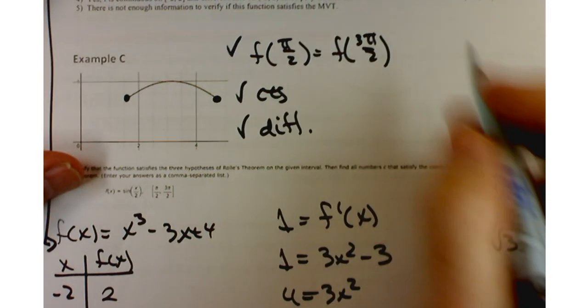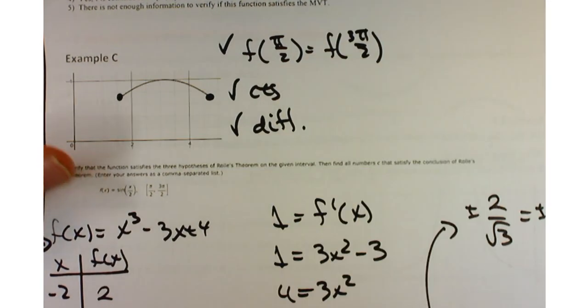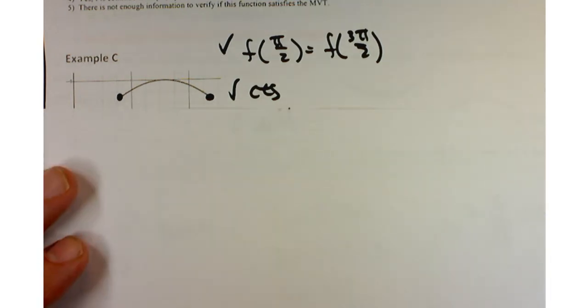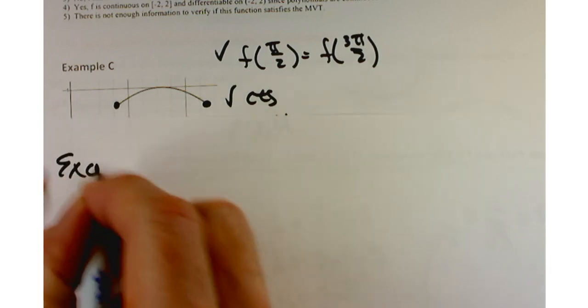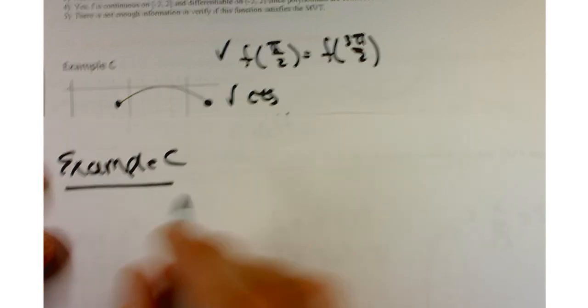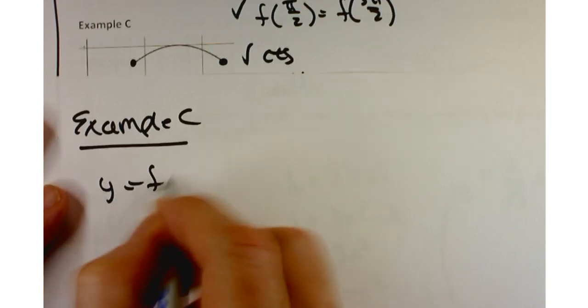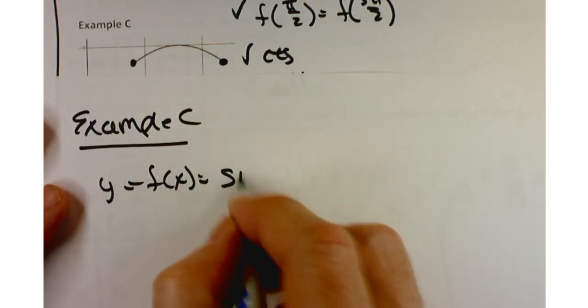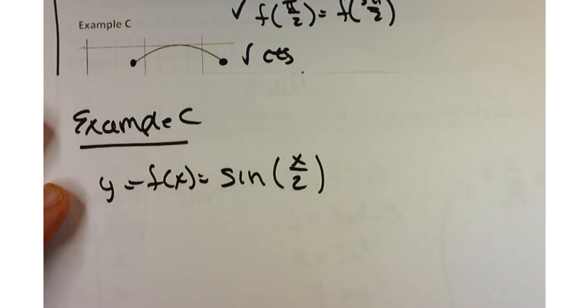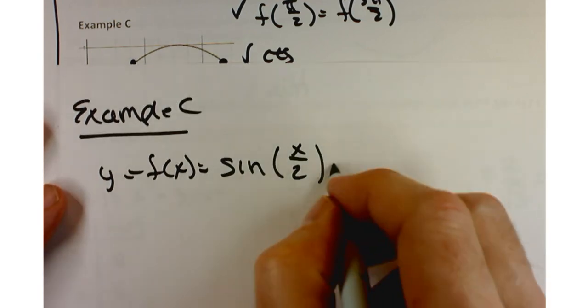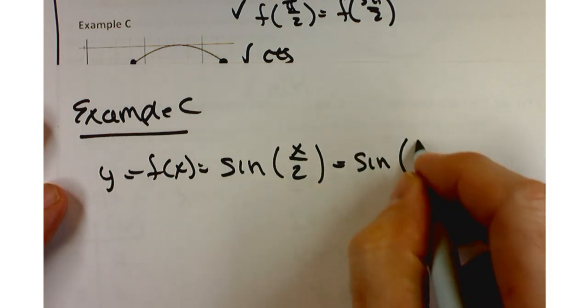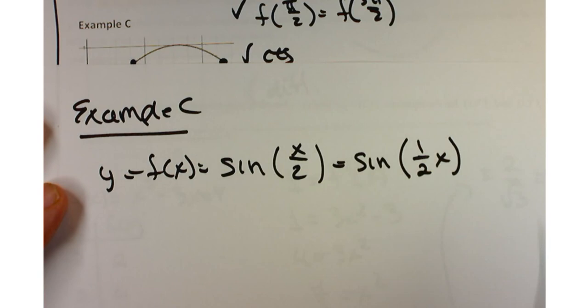So that would mean finding a derivative here. Don't think I'm going to try and cram that in here. Let me go to a new sheet. So example C. F of x was sine of x over 2. Now for our convenience, let me rewrite that as sine of 1/2 x, just to make it clear that we really don't need to use the quotient rule here when we differentiate this.